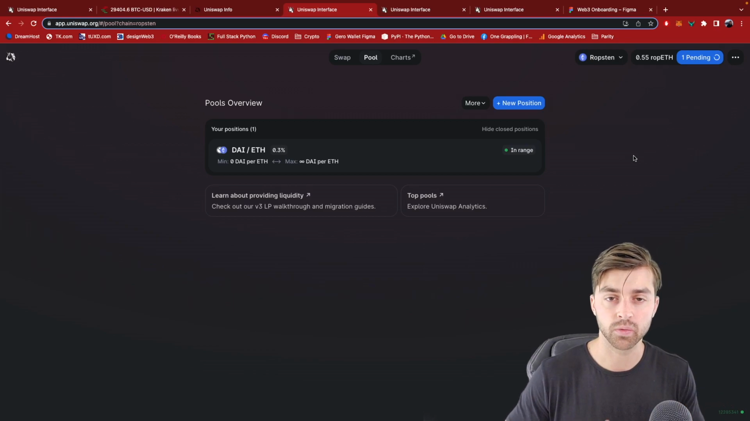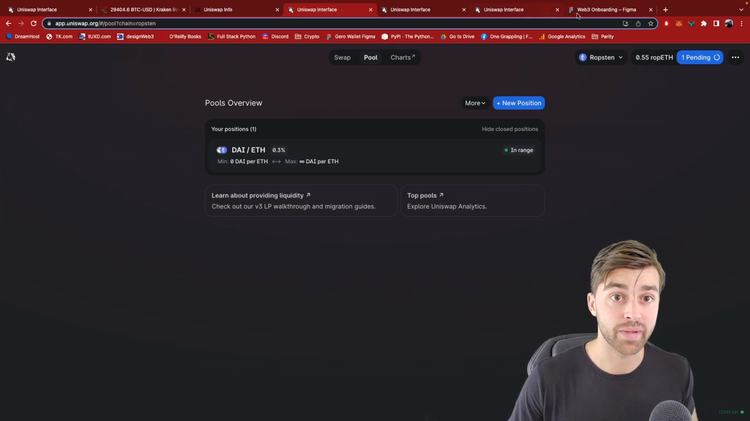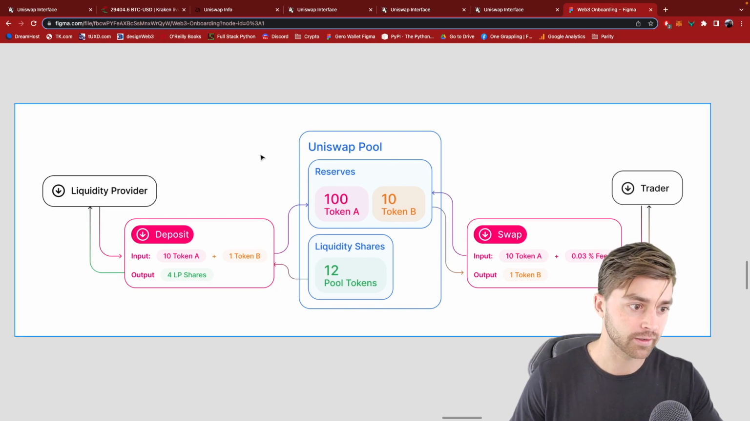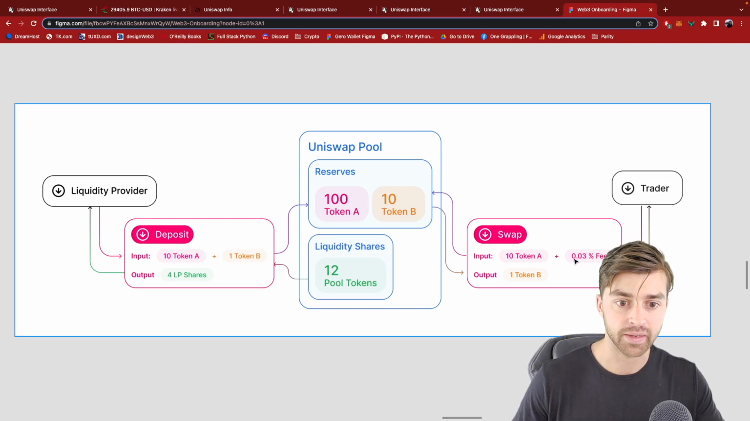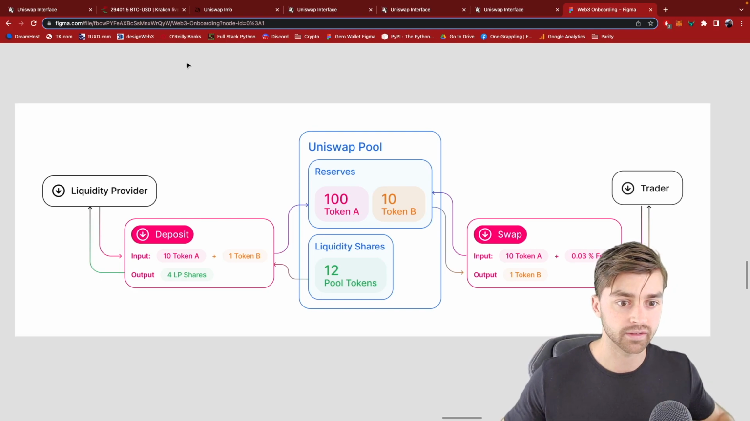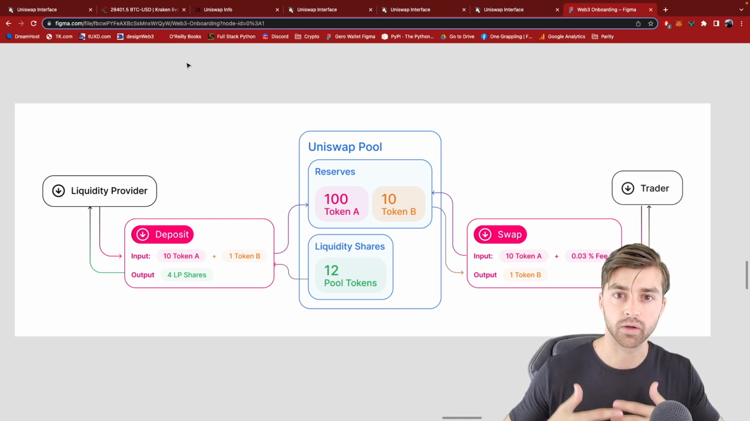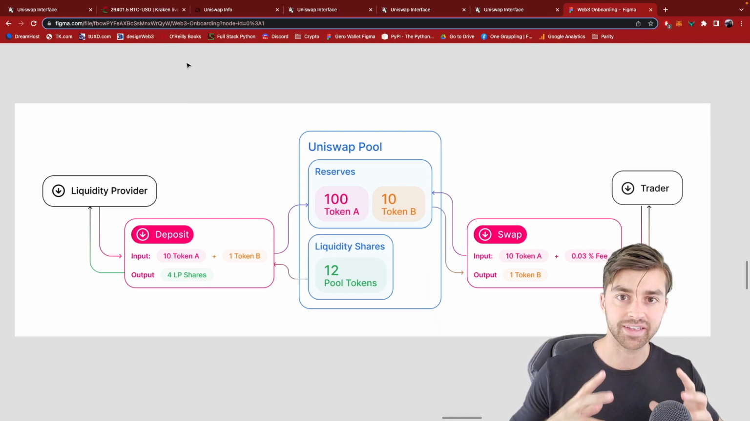And the benefit for me as a liquidity provider is I get trading fees that this pool generates. So anytime somebody wants to swap ETH for DAI or vice versa, they have to pay a 0.03% trading fee on every swap. And this trading fee goes to the liquidity providers. It is distributed in a fair way, pro rata, to all the liquidity providers that make up this ETH DAI liquidity pool.